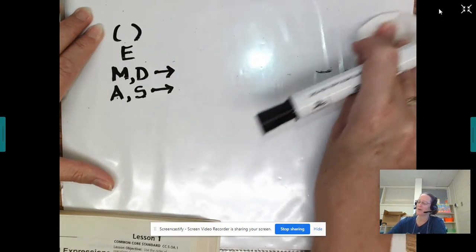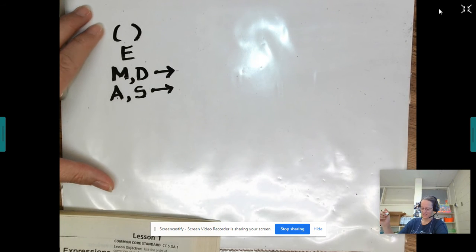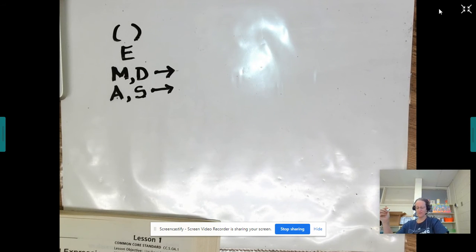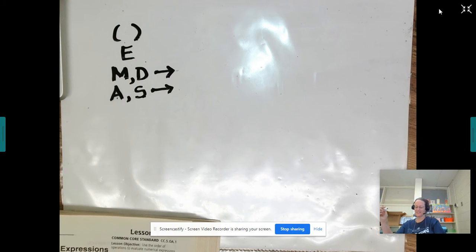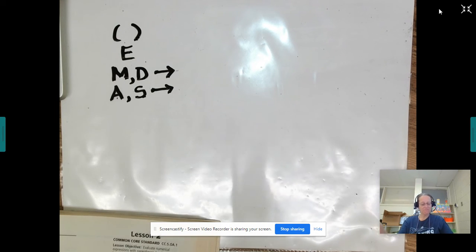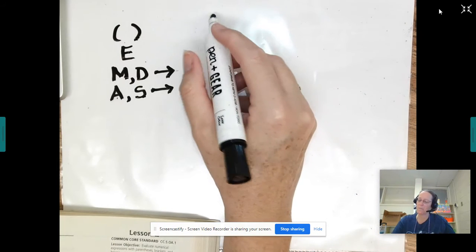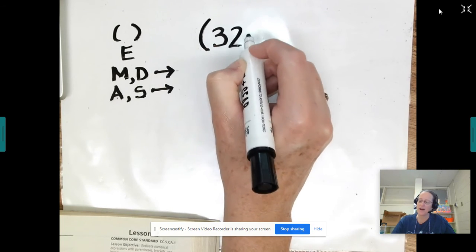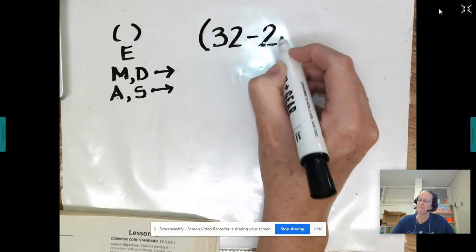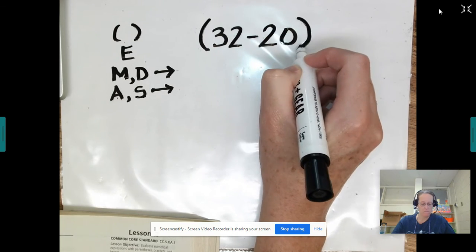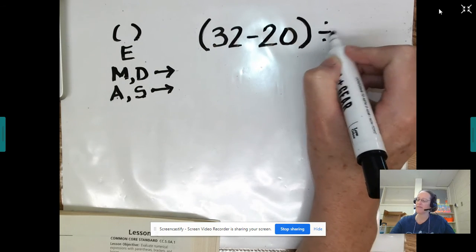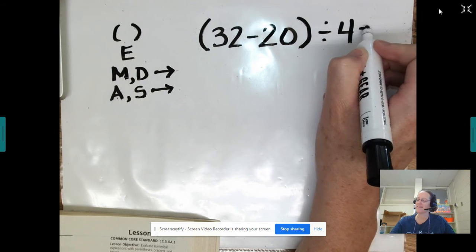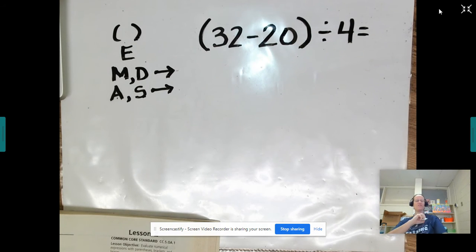On your whiteboard, solve this next one. Pause the video and solve this next one. 32 minus 20 divided by 4. Evaluate that expression and then come on back.